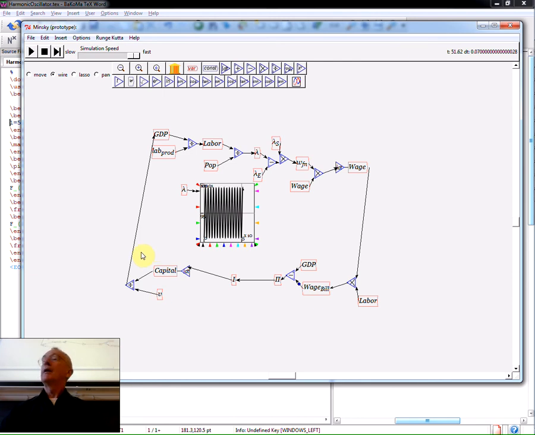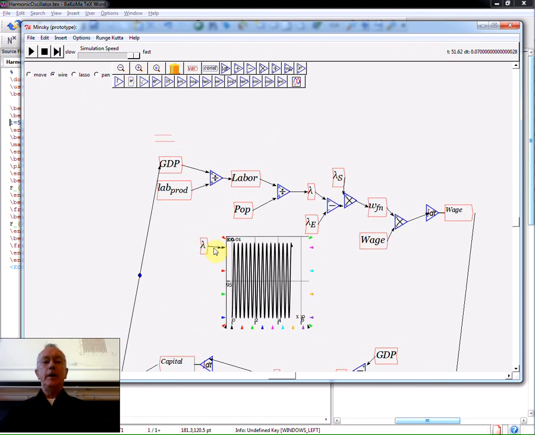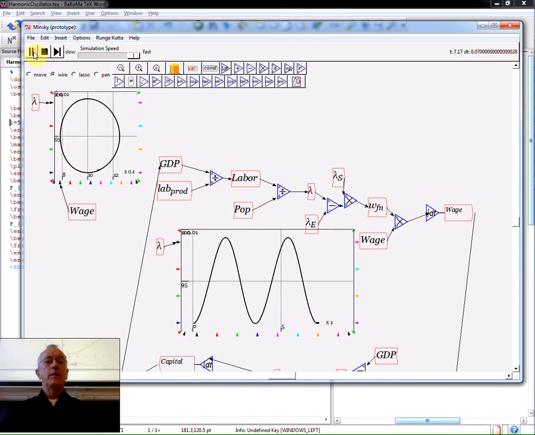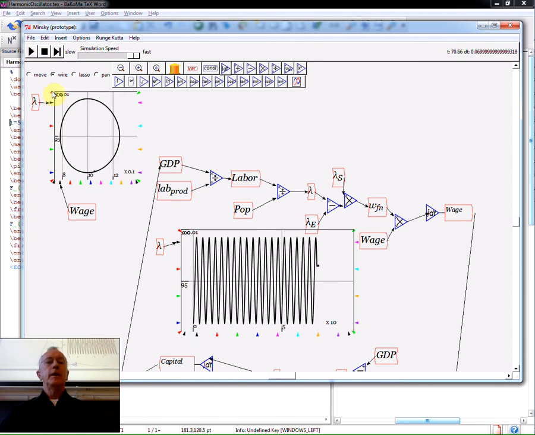Can you make a bigger window and show the simulation again? Because this looks like a sine curve, but it is not a sine curve. Well, let's just, I'll have to make this a bit larger. And let's have another graph with the employment rate on the vertical axis and the wage level on the horizontal. Yeah, so it's a predator-prey typical shape.